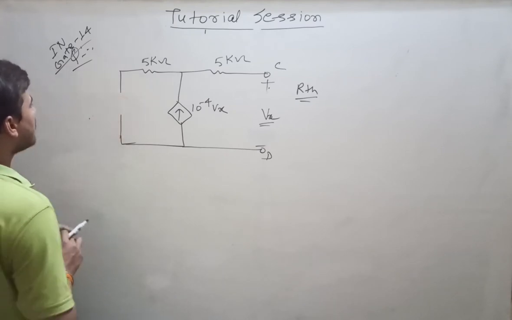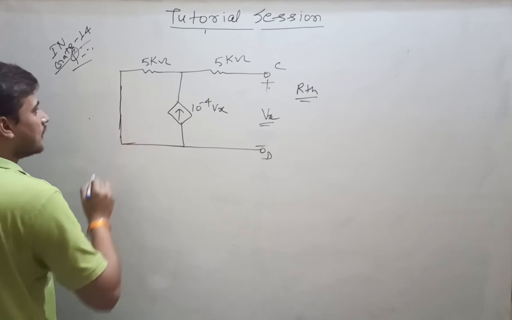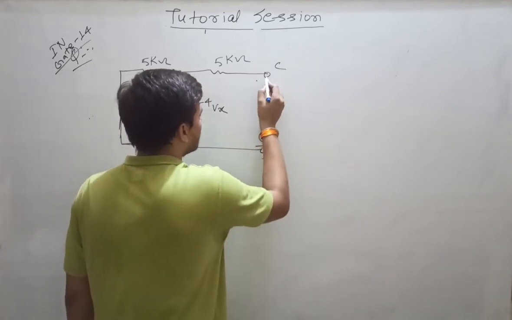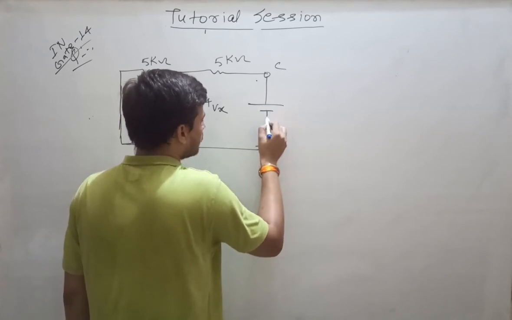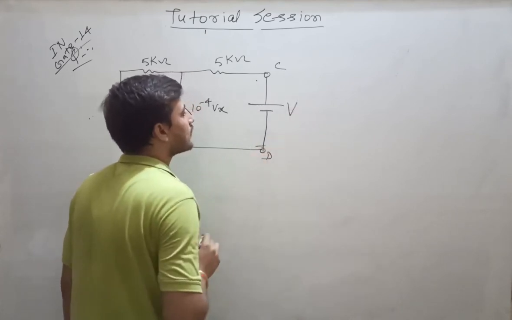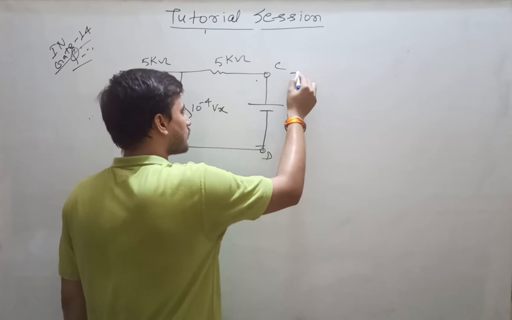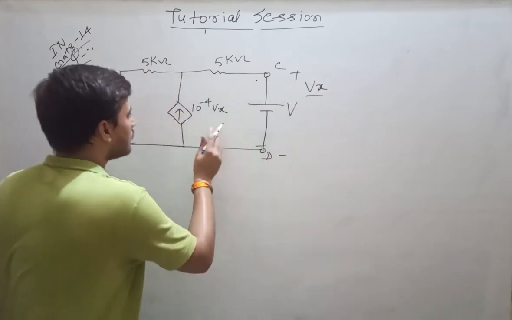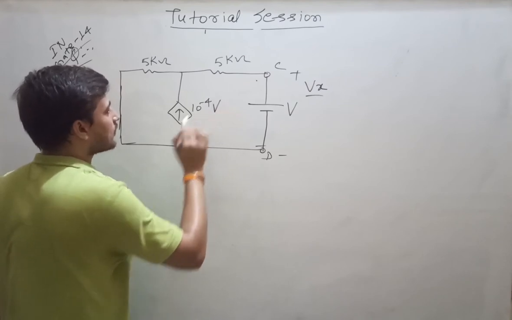So I am deactivating the independent source, and we will have to connect a battery of V volt. We will have to connect this battery of V volt, and you can see the potential given across CD was Vx. So this Vx will be replaced by how? It will be replaced by V.